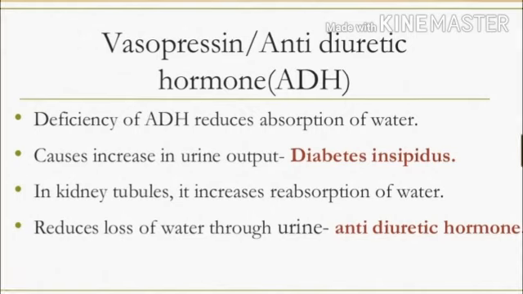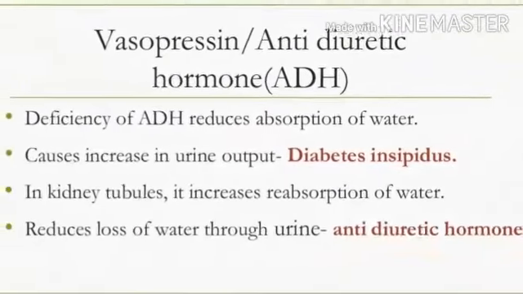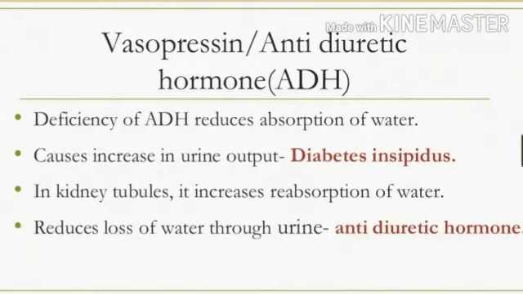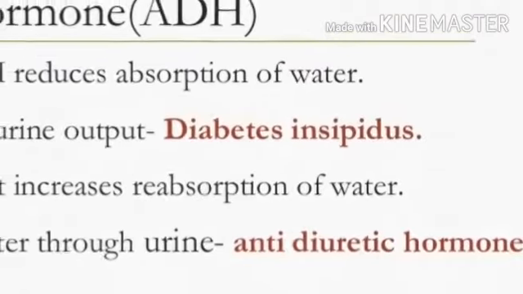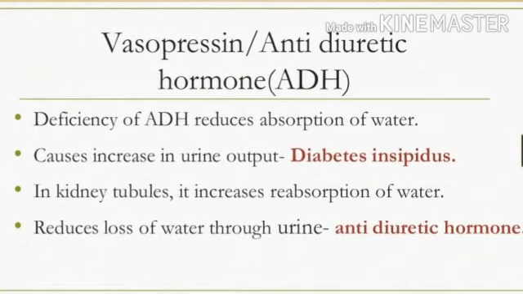So if there is deficiency of this hormone, what will happen is it reduces the reabsorption of water and it will cause an increase in urine output. The frequency of urine output will be more, and that condition is known as polyuria, and this disease is known as diabetes insipidus. So here what this vasopressin will do is it reduces the loss of water through urine, and hence it is named as antidiuretic hormone. This is about vasopressin.